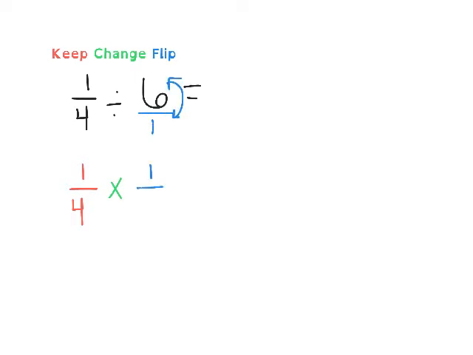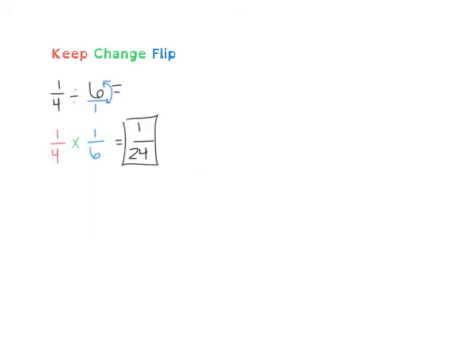Now we're going to do a unit fraction divided by a whole number, and we are going to follow the same steps. So we're going to keep the first number, change the division sign to a multiplication sign, and stick a 1 underneath the whole number and flip the second number to be 1 over 6. Then we multiply across and we have 1 over 24.